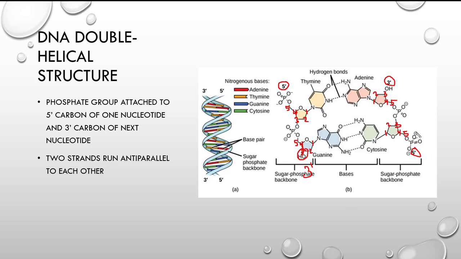That just means that third carbon is there. And then if we follow that up, that means that the 5th carbon is on the top, okay? And then the other strand is going in the opposite direction. So it's going anti-parallel to each other, okay?